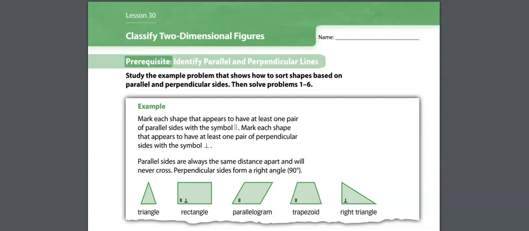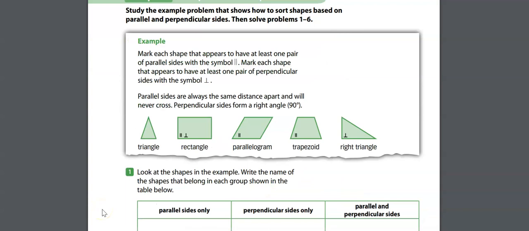Let's get started. Our first question tells us to study the example problem that shows how to sort shapes based on parallel and perpendicular sides. Then we will solve problems 1 through 6.